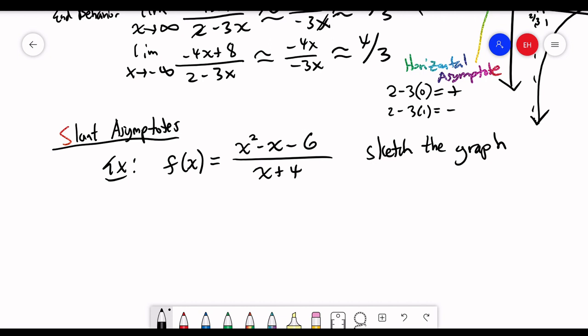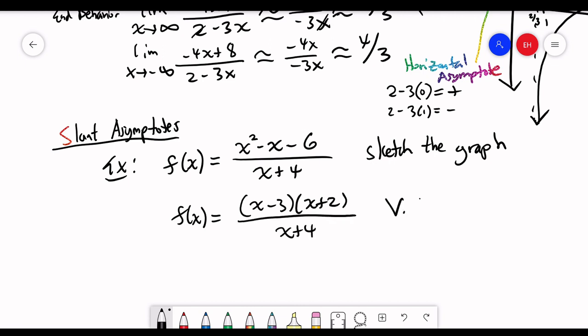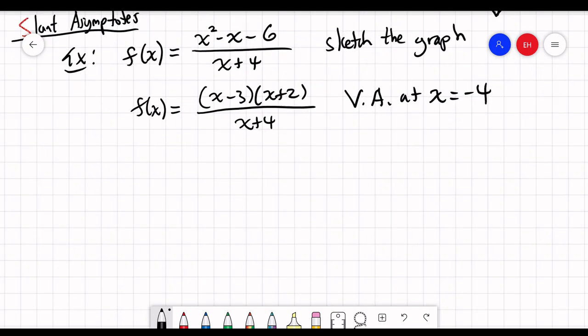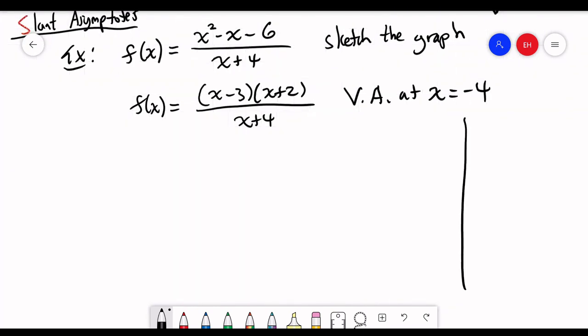Okay, well, let's just find any vertical asymptotes or holes first. Is there anywhere where this is undefined? And where are we going to find the breaks? Exactly, where the bottom is 0. And the bottom is 0 when x is equal to negative 4. We quickly look at the top and see it's not going to be a 0 on the top, so we're going to have a vertical asymptote at negative 4. So we'll go ahead and sketch that in. It's a dotted vertical line at x equal to negative 4. Great, so that gives us our breaks.